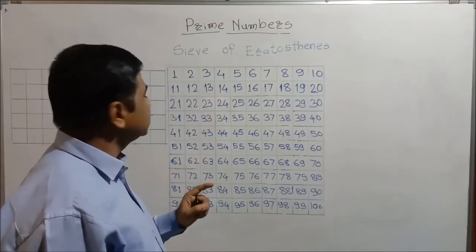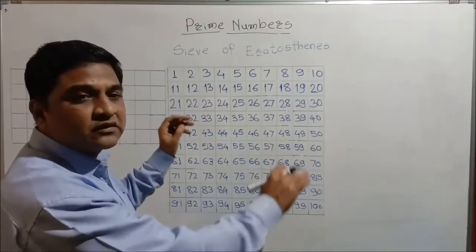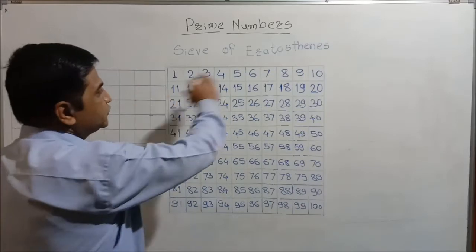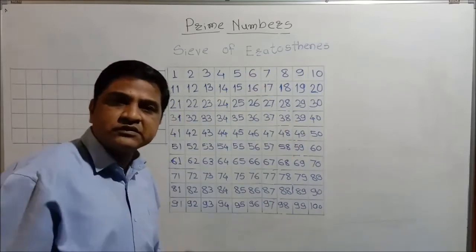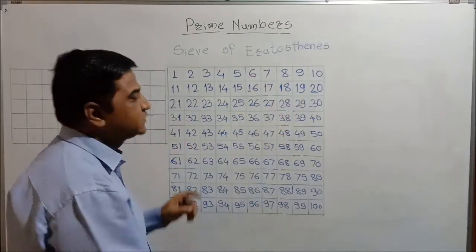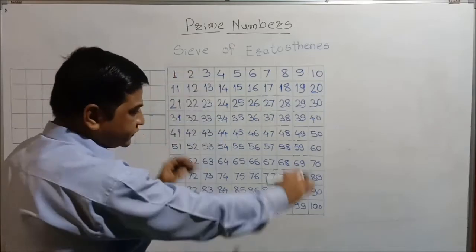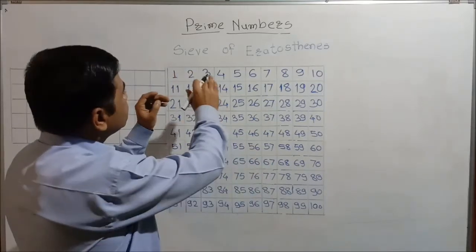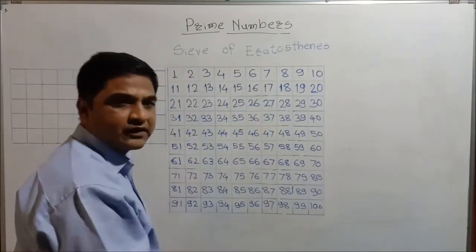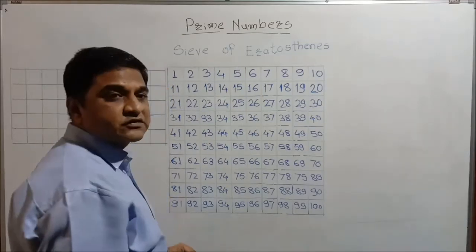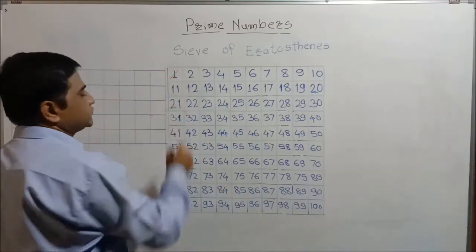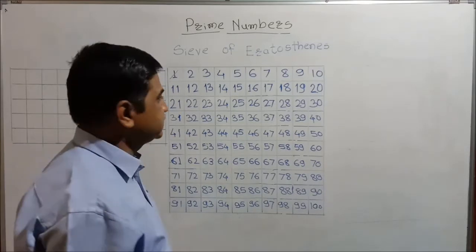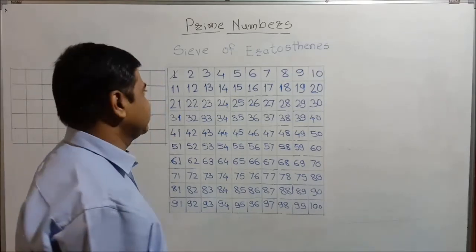Now in this method, what we are going to do is write down a sequence of numbers in a grid. For example, I have written the numbers from 1 to 100. So we are going to find the prime numbers from 1 to 100. First, we are going to cut 1 because 1 is neither a prime number nor a composite number. It has only one factor, 1.